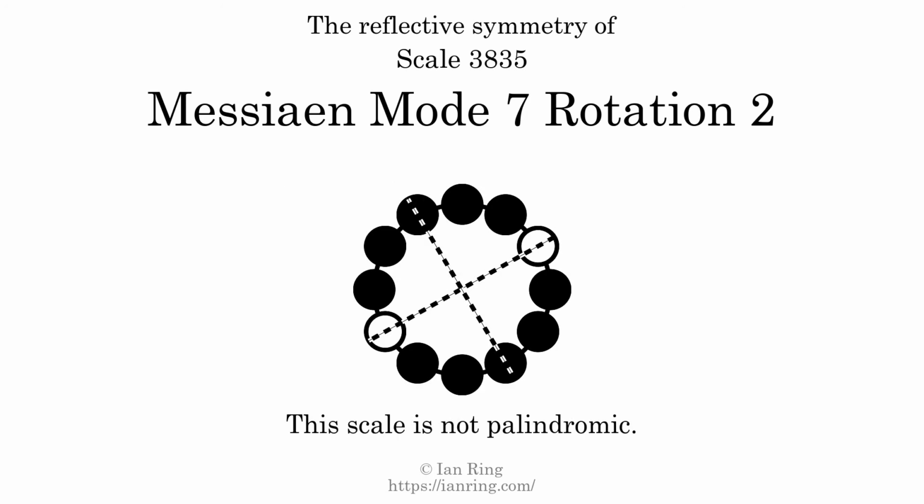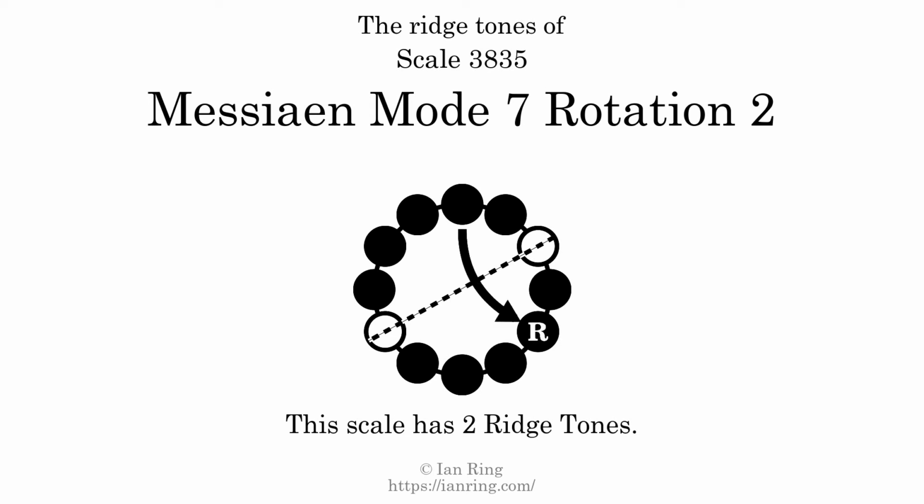This scale has reflective symmetry across two axes positioned at 2 semitones and 5 semitones above the root. This scale has a different pattern of intervals ascending and descending, so it is not palindromic. This scale has 2 ridge tones. They are at positions here and here.